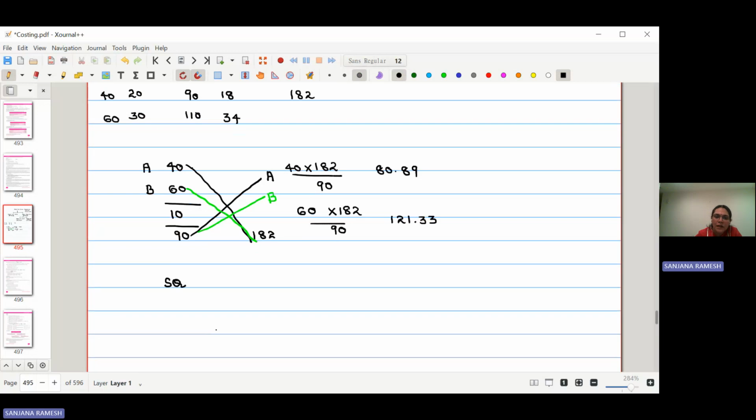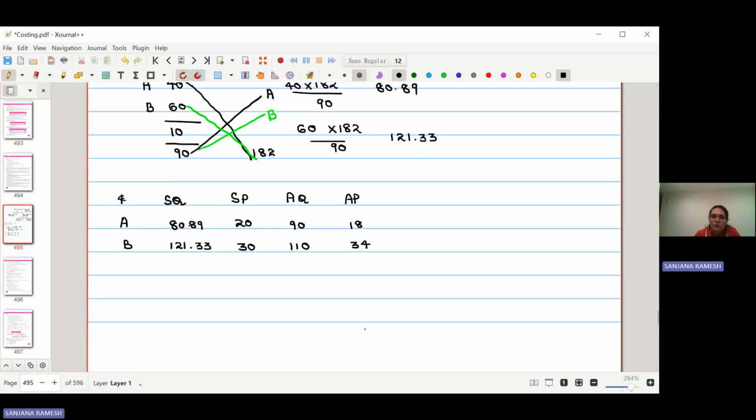So standard quantity and standard price. So for material A and material B, the standard quantity is 80.89 and for B, it is 121.33. And the standard price is 20, and for material B, it is 30. And the actual quantity is 90 in the case of material A and 110 in the case of material B. And the actual price is 18 and 34 respectively.